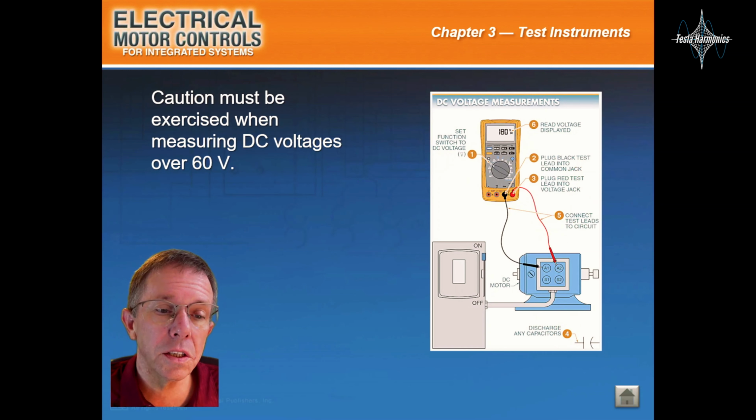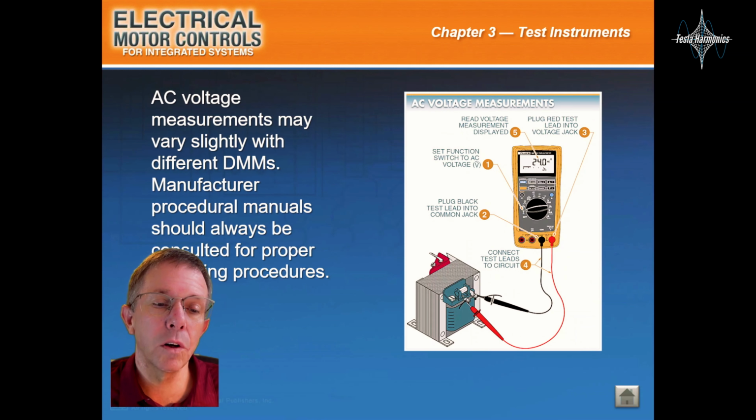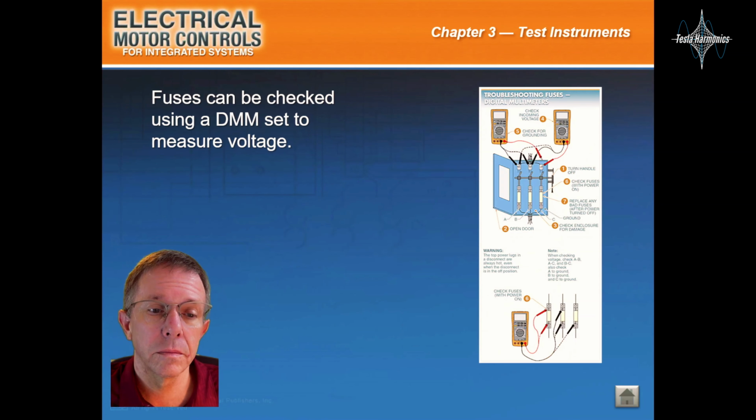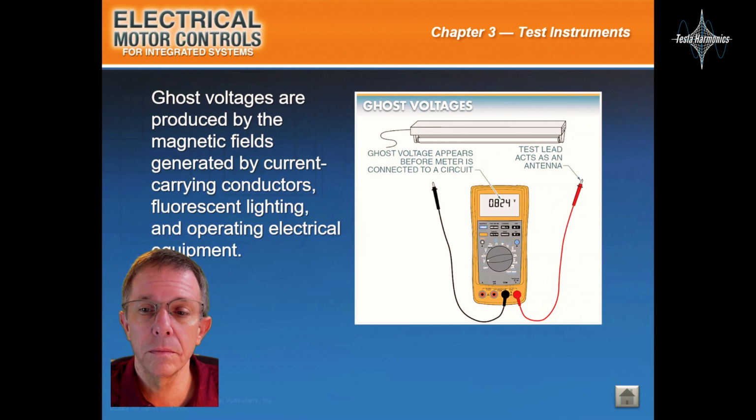Caution must be exercised when measuring DC voltages over 60 volts. AC voltage measurements may vary slightly with different meters. Manufacturer procedural manuals should always be consulted for proper operating procedures. Fuses can be checked using a DMM set to measure voltage.